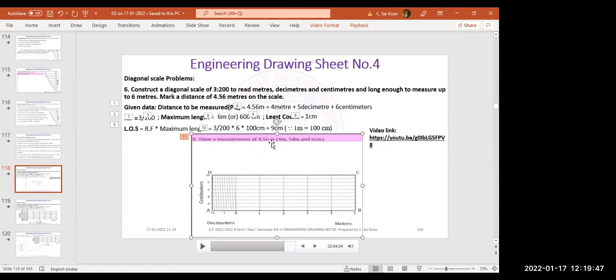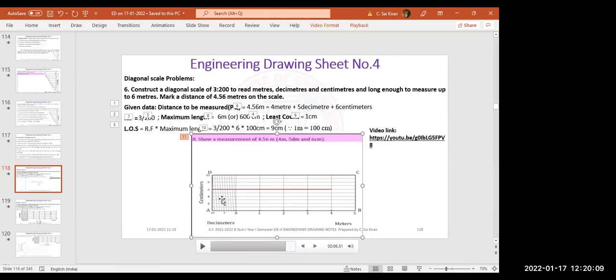Now you have to measure 4.56 meters. So already you know 4. So on this 4 line, next is the 5th. On the bottom, this is the 5th. So I can't show. Okay. So see here. So how to mark the point is, this is the 4th.